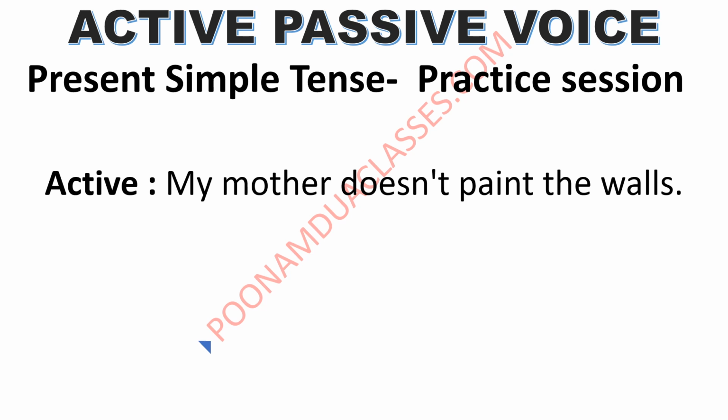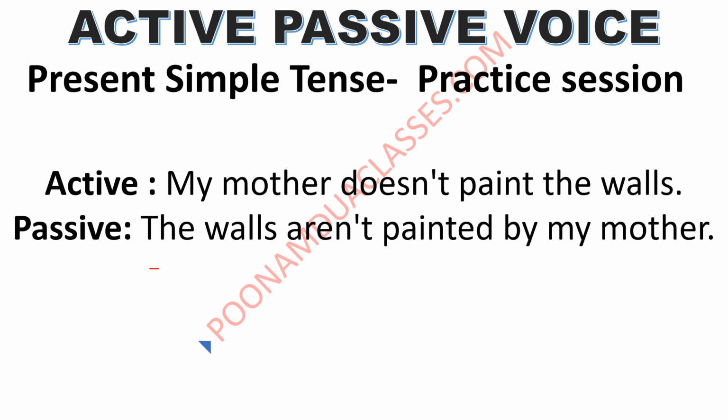Oh, this time my mother does not seem to be in the mood of painting. My mother does not paint the walls. Let us go for the right answer. The walls, the object of the previous sentence, will get the privilege of being the subject here. The walls are not painted by my mother. The walls got the privilege of becoming the subject, but my mother did not paint them. The walls are not painted by my mother.